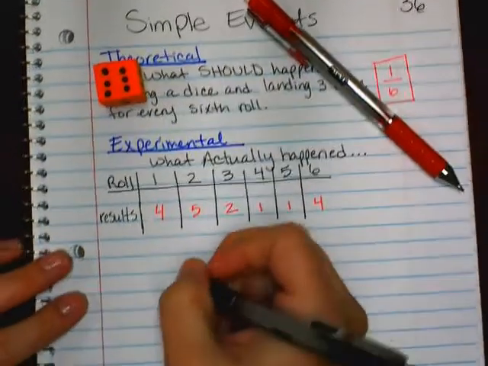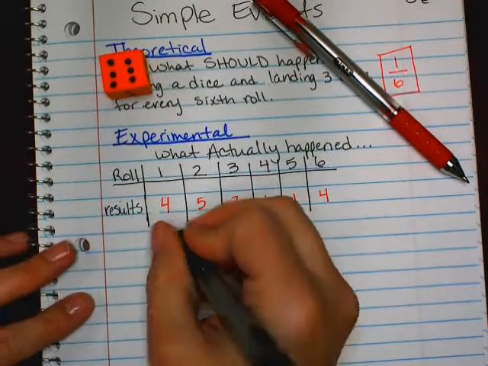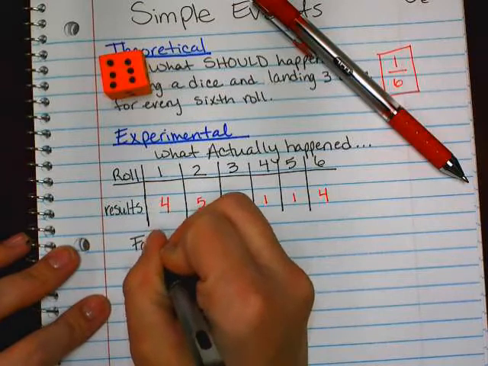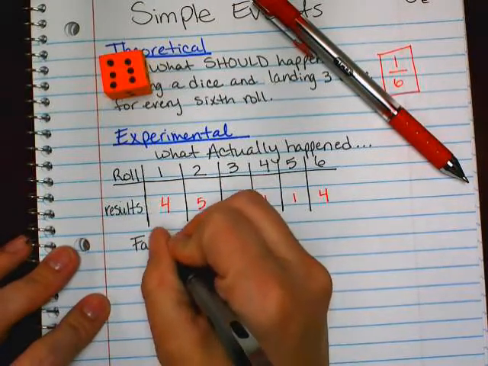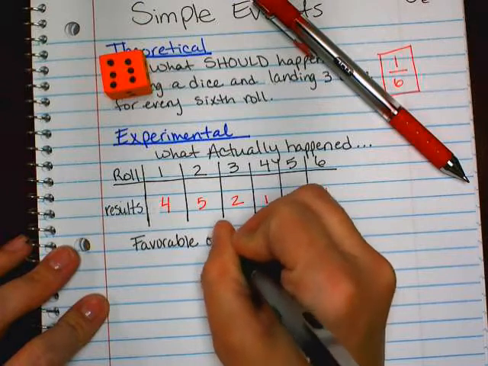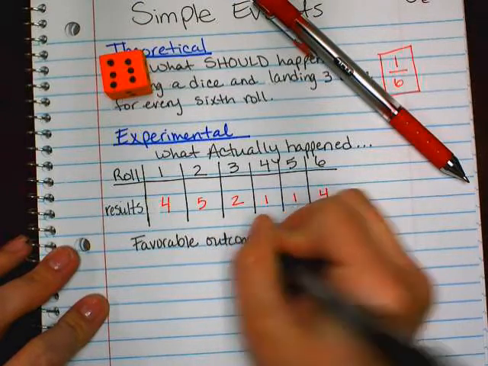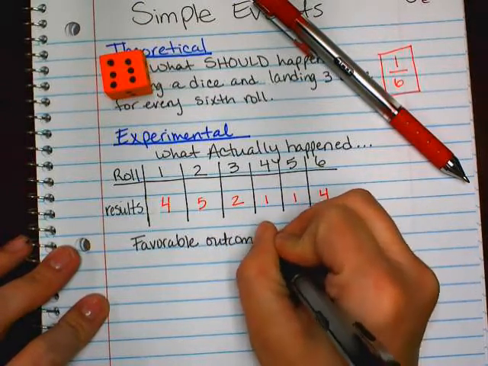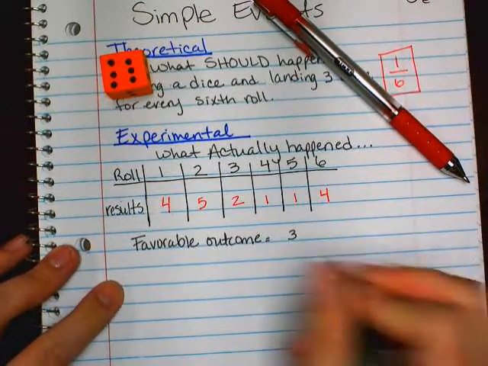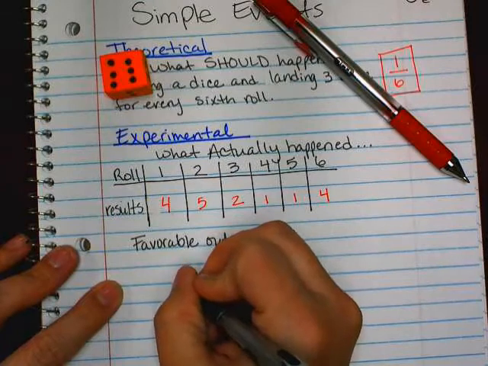So, our favorable outcome, what we were going for. So that's a new definition word. Favorable outcome was 3. Okay? Out of all possible outcomes.